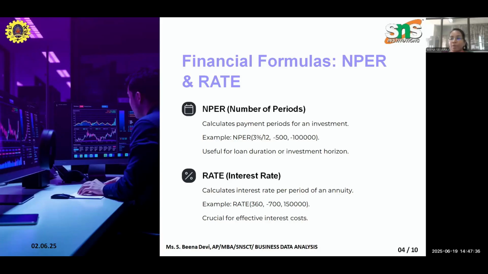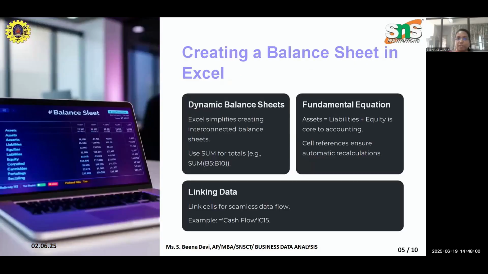And next we come to the rate of interest. The rate of interest will be calculated per year. So per year, what will be the rate of interest? For this formula, you need to give the NPER value, the present value and the EMI value. When you enter all these three values, you will get the rate of interest, which will be calculated per year.